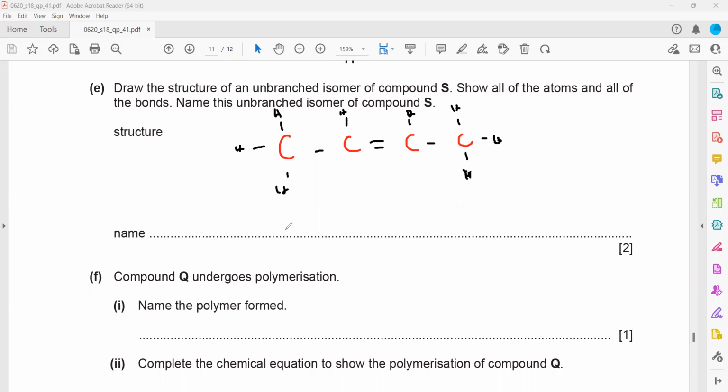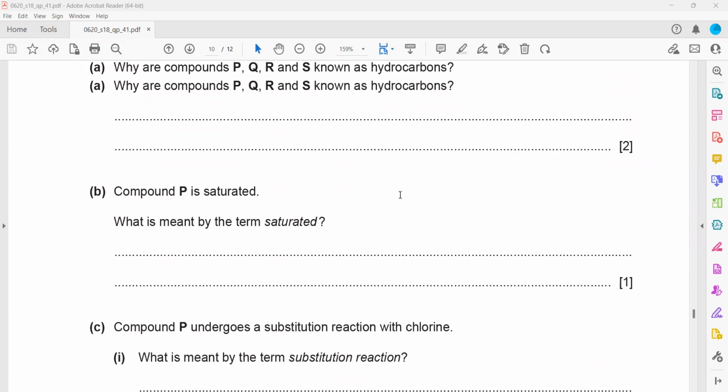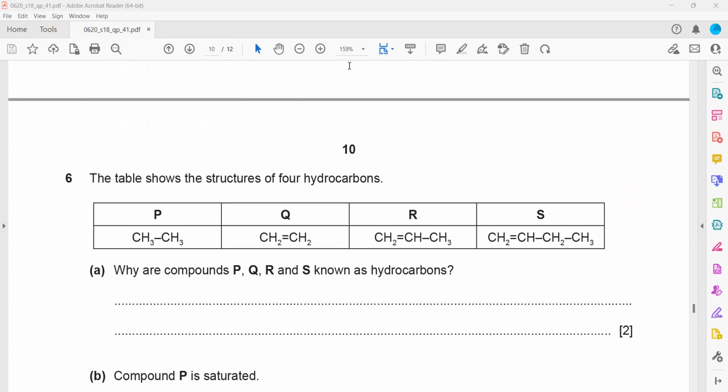And the name of this compound, because the double bond is present at the second carbon, is butene. Then compound Q undergoes polymerization. All these alkenes will undergo addition polymerization. If I say this is ethene, this is propene, this is butene.